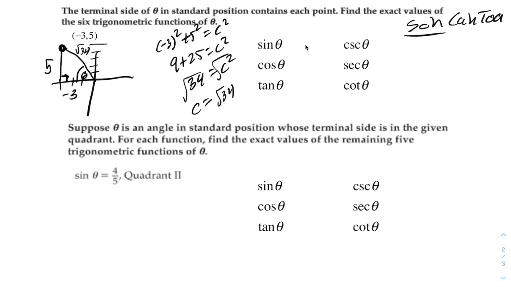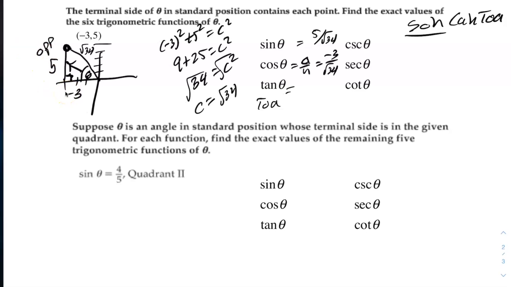So for sine, it's opposite over hypotenuse. Here's my angle. That makes this side the opposite, and this side's adjacent, that's the hypotenuse. So it would be 5 over radical 34. Cosine is CAH. So adjacent, negative 3 over radical 34. Tan is TOA. So opposite over adjacent, 5 over negative 3.